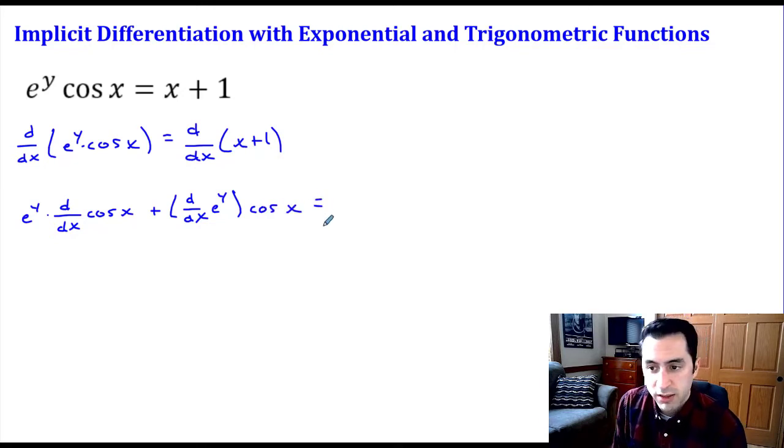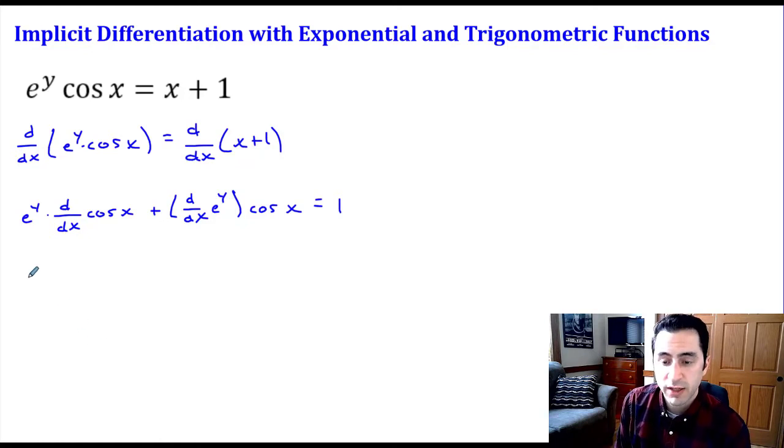On the right-hand side of this equation, I'm taking the derivative of a polynomial that just has x's in it. So this is our normal power rule. The derivative of x is just 1. The derivative of 1 is just 0. So we just get 1.